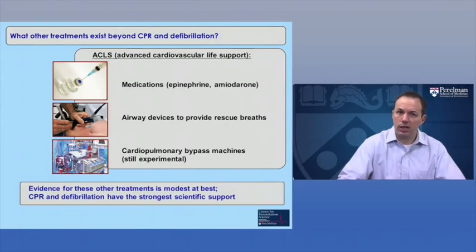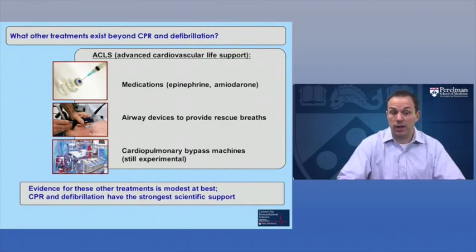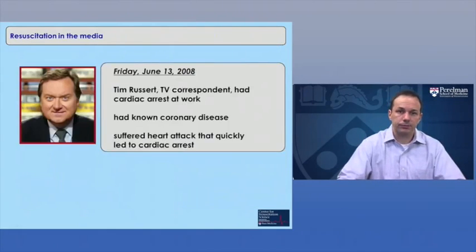One of the key things I should tell you about ACLS is, aside from CPR and defibrillation, the evidence for using these medicines and intubation is poor, or I should say it's modest at best. The fundamentals of resuscitation care, that is CPR and defibrillation, remain the best evidence-proven ways of restoring life after cardiac arrest.